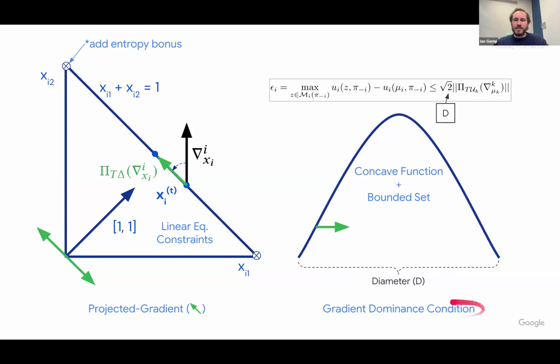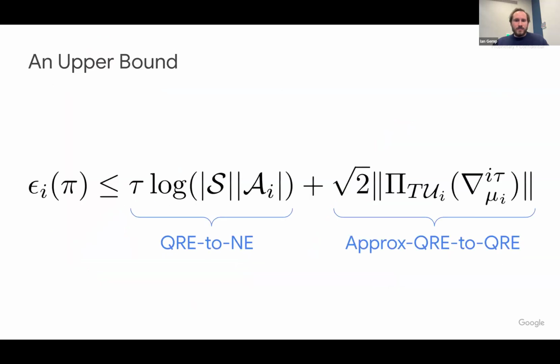And I wrote gradient dominance condition. This is not the same as a standard gradient dominance condition, where you wouldn't have the diameter here and you'd have a square and there'd be some coefficient instead, but it's kind of like that. But using these two properties, we can derive an upper bound on player I's exploitability of their policy.